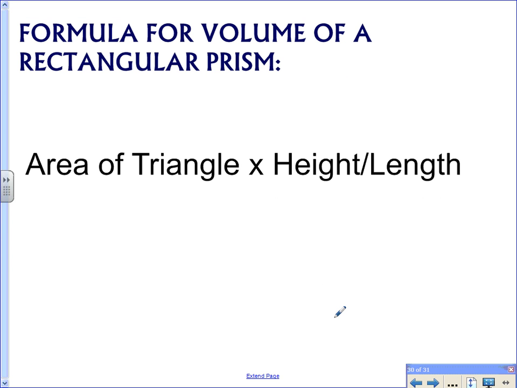So the formula for the volume of a triangular prism is the area of the triangle, which is base times height divided by 2, times the height or the length of the prism, depending on the way that the prism sits.